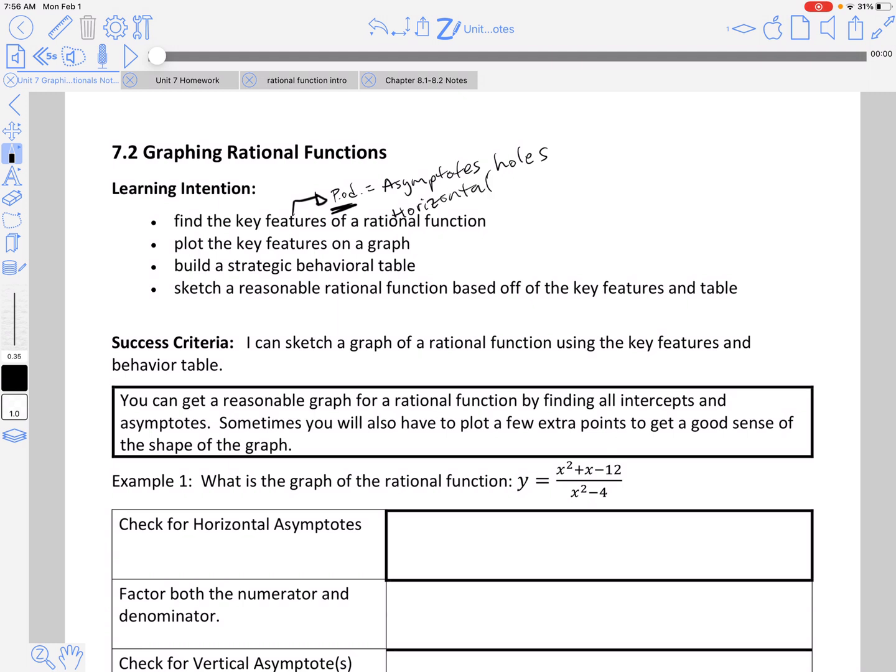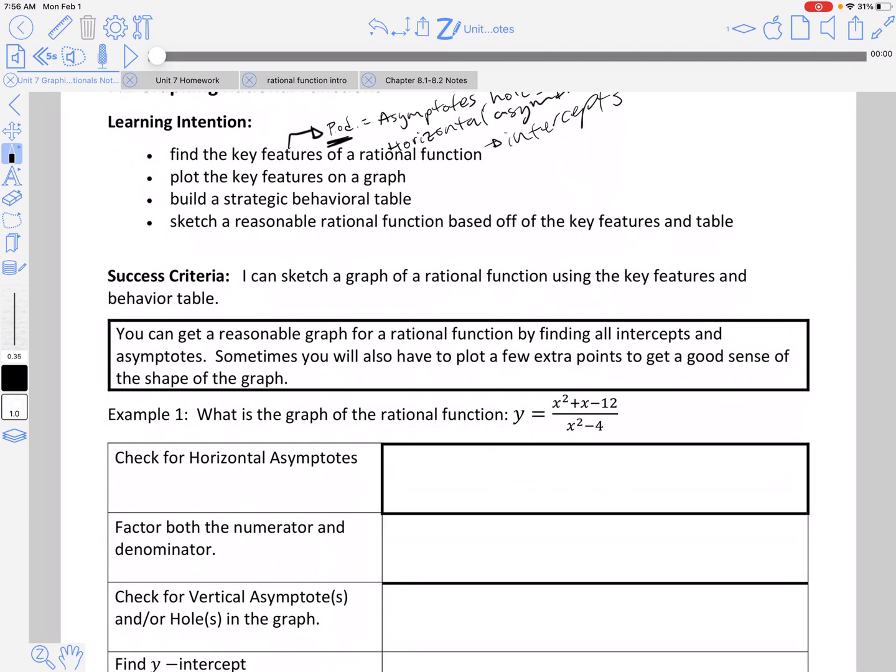which come from the degree. And then you're going to find the intercepts, and we'll review how to do that also. If you find these things, for the most part, you'll be able to see what the graph will look like. So we'll be able to plot those and look at the graph. But sometimes you're going to need a behavior table to see the rest of what's going on. All right, so first off, we're going to find our key features.